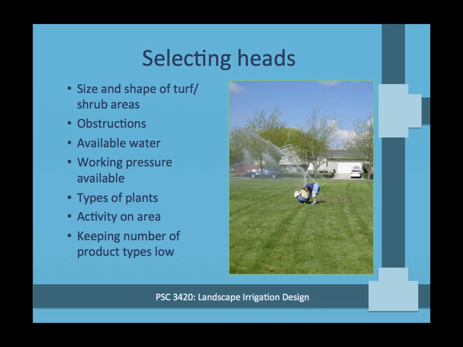So if you remember selecting heads, you have to consider a couple of things like the size and the shape of the turf and turf areas or whatever ornamental areas you have, whether or not there are any obstructions, available water and working pressure, and so on. So these are general things to keep in mind. Those are the things that I went over in the lecture on the topic.